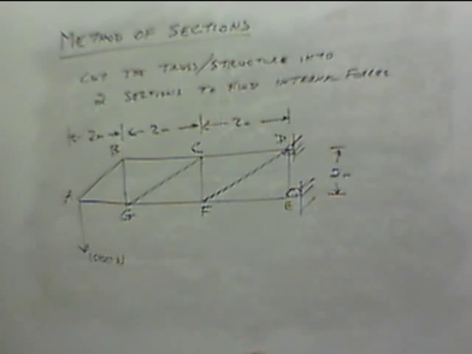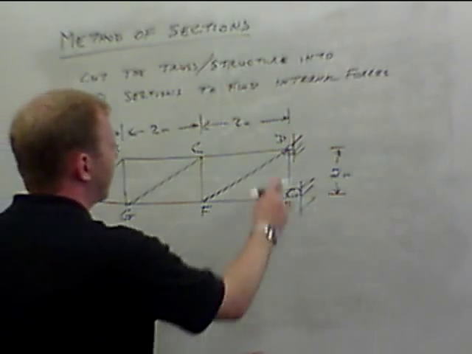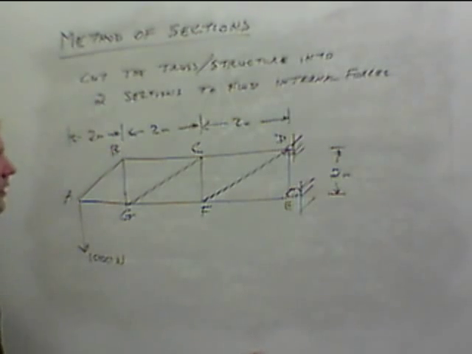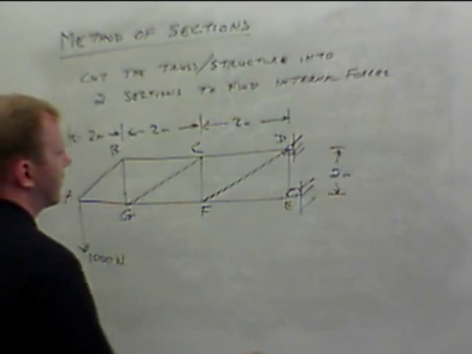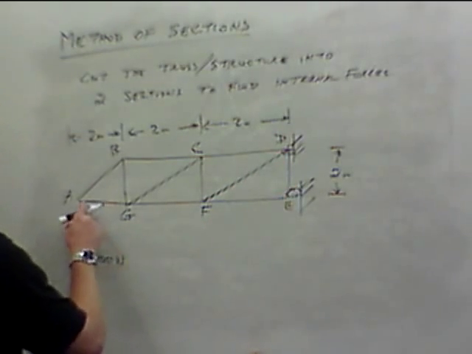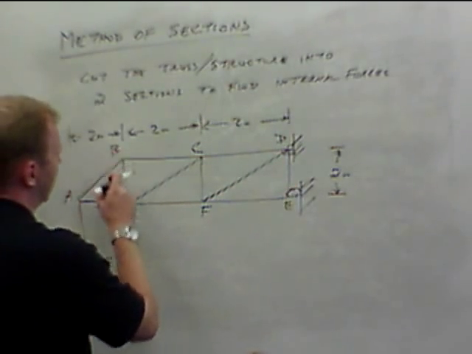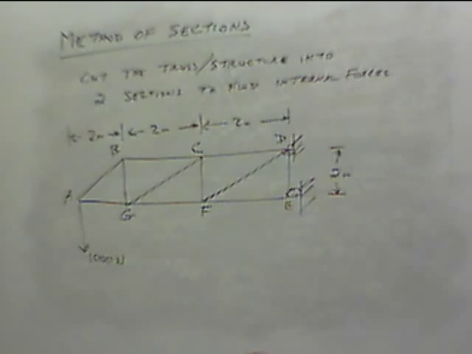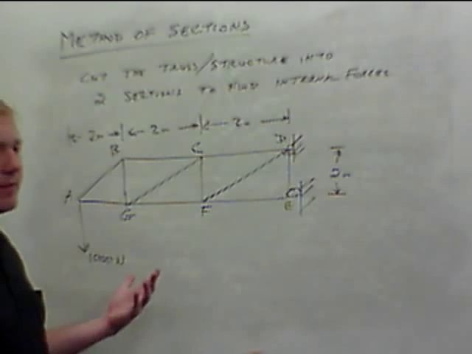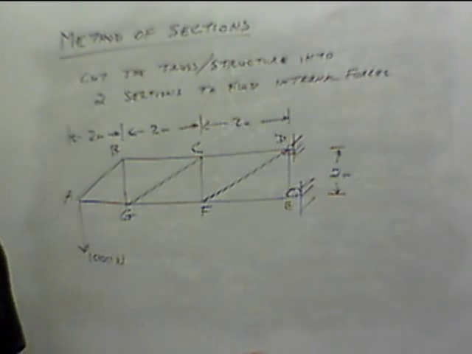Okay, to do this with method of joints would mean first finding the support forces, okay? Finding them at D and E for the support forces. And then either starting at D or starting at E or starting at A, walking your way through joint by joint all the way through until you found all the beams. Now, if I ask for everything, there's no shortcut. You kind of have to do that.